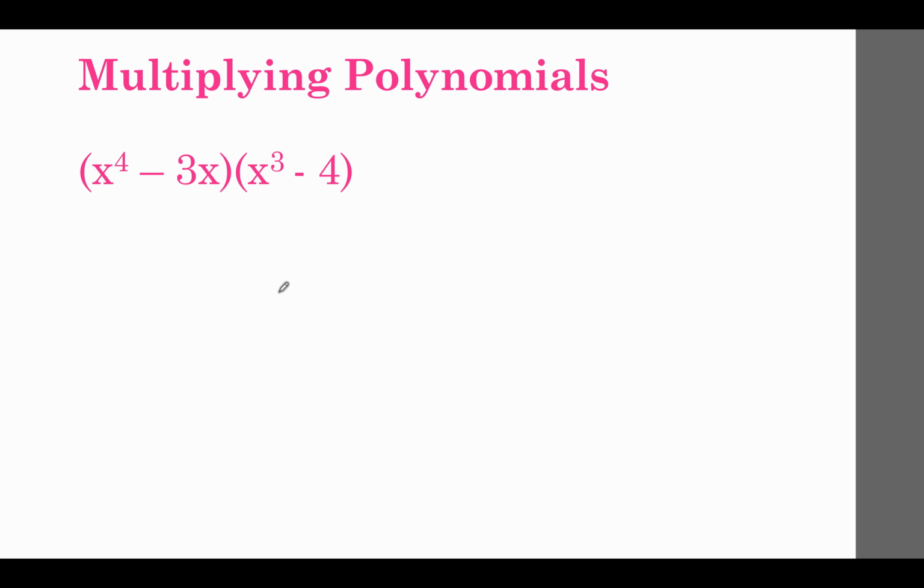Here we're going to be multiplying polynomials. You may recognize this as foiling. So first, outer, inner, last. Here you need to use the exponent properties. So I'm going to multiply the first terms. So x to the fourth times x cubed. I'm doing 4 plus 3 to give me x to the 7th.